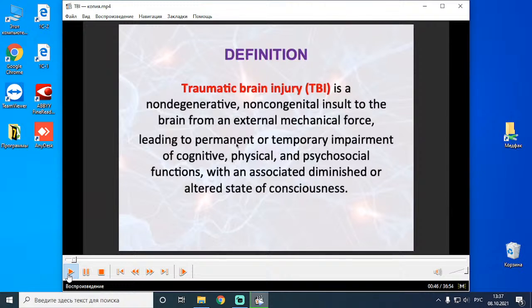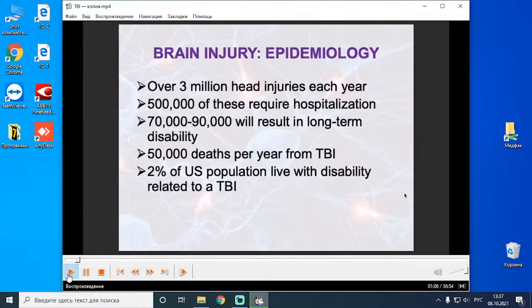Epidemiology. Over 3 million head injuries each year. 500,000 of these require hospitalization. 70,000–90,000 will result in long-term disability. 50,000 deaths per year from traumatic brain injury. Almost 2% of United States population live with disability related to traumatic brain injury.